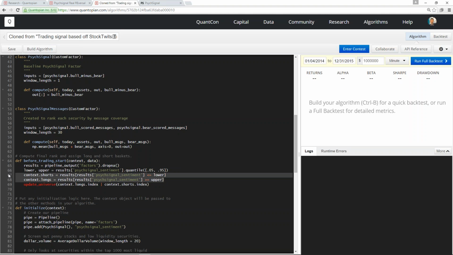So you'll get 50 securities. 50 securities overall, 25 long, 25 short. Exactly. And then off you go.